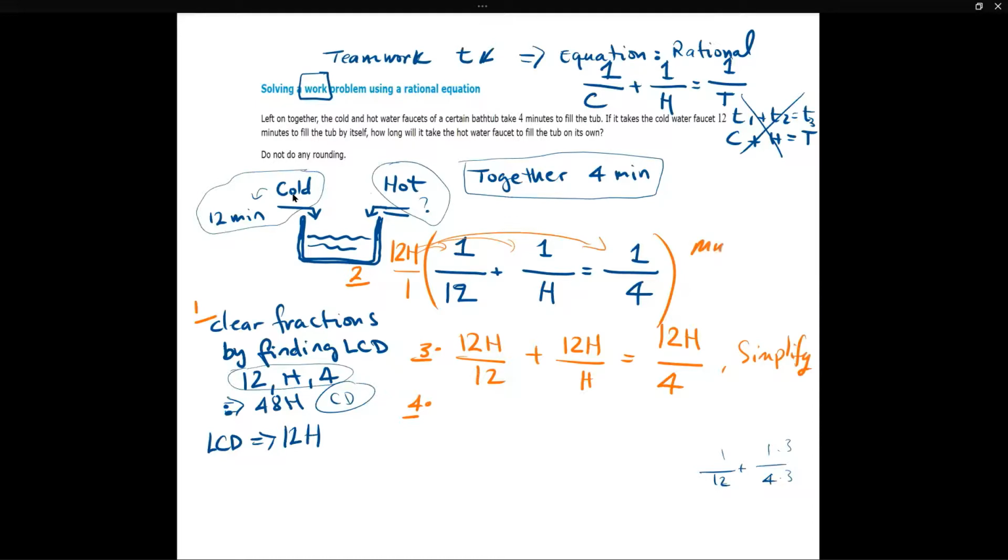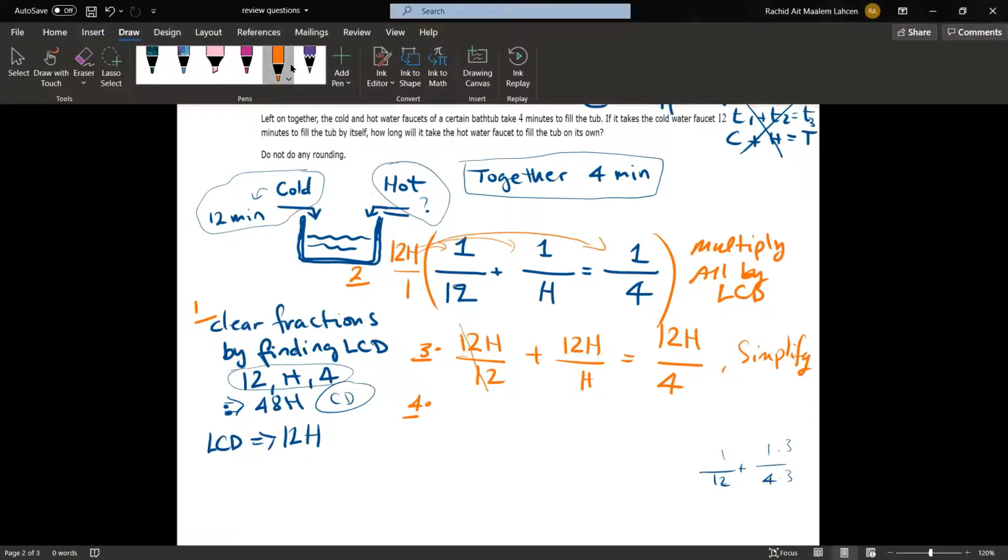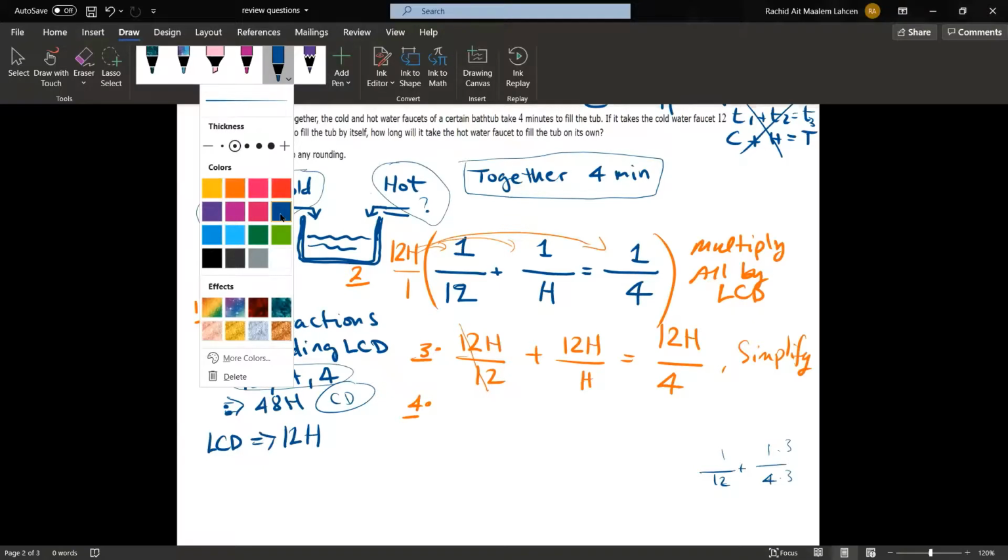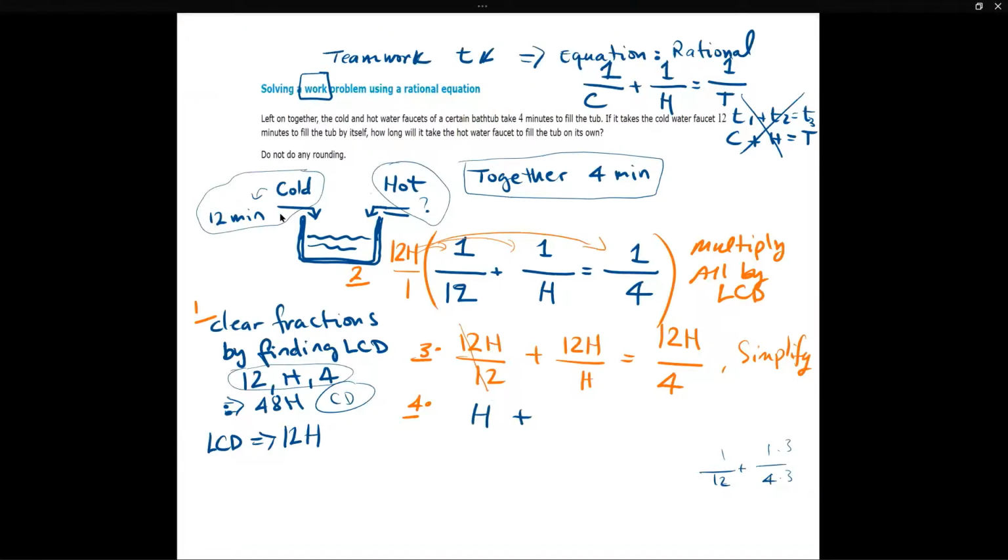Right, so here you multiply all by LCD or CD, whichever you find. Then you simplify, which means you are going to divide. So 12H by 12, that gives us H. And 12H by H, the H with H cancels, that gives us 12. And 12H by 4 is 3H. So these must simplify. If they don't simplify, that means the LCD is not correct.